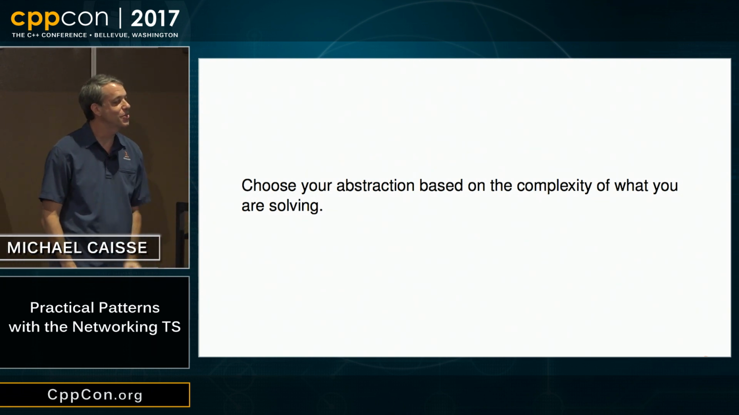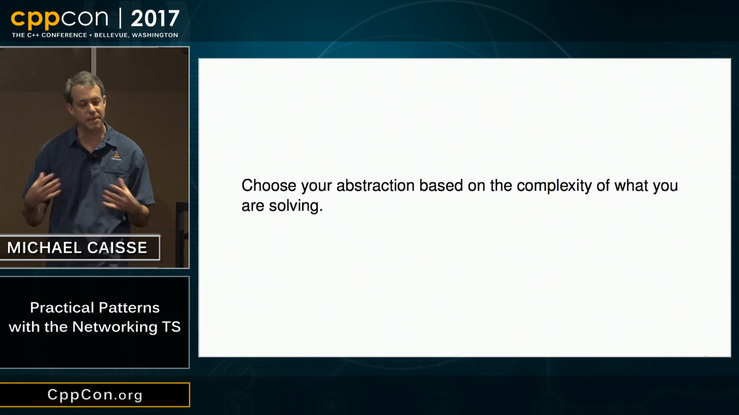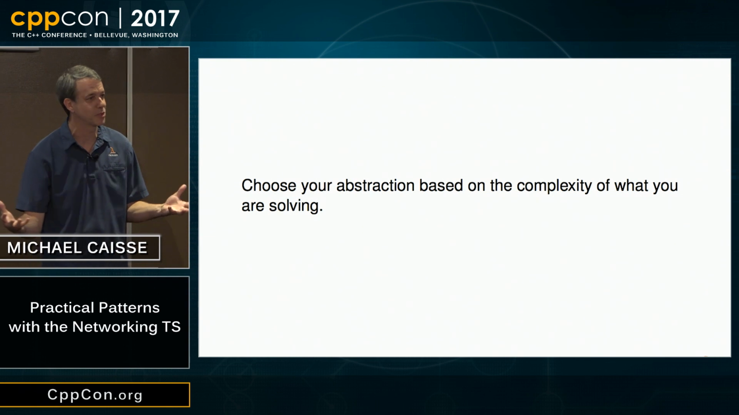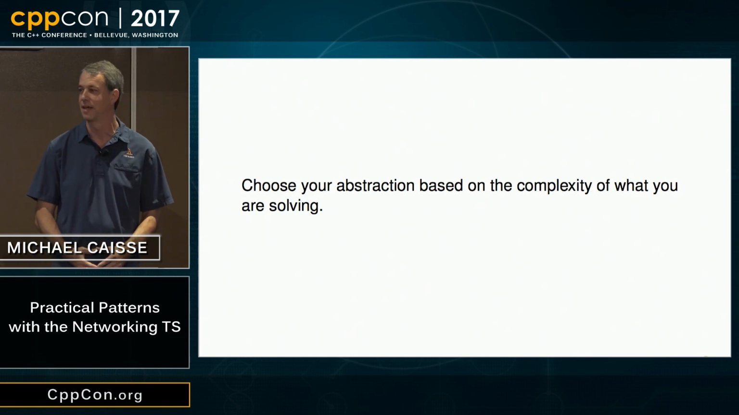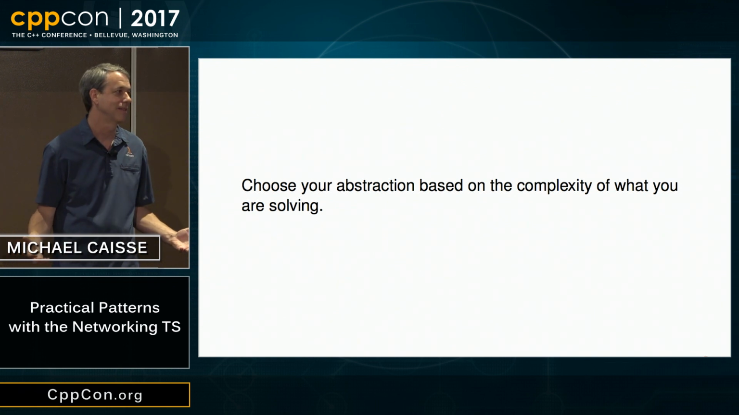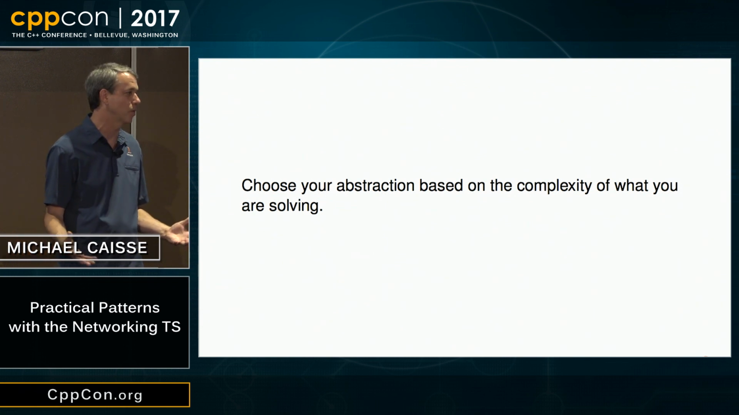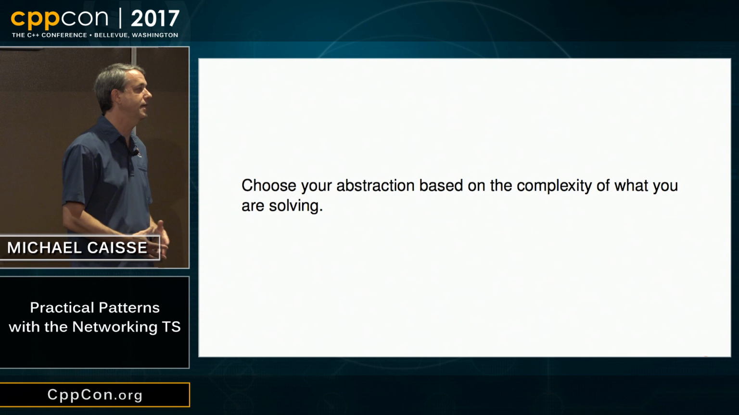So you want to choose your abstractions based upon the complexity of what you're solving. Sometimes, actually, the stream abstraction that I had at the beginning is what I need to solve the problem at hand. I don't need anything else. That'll do exactly what I need. I shouldn't make things more complicated. Sometimes that's the right answer.